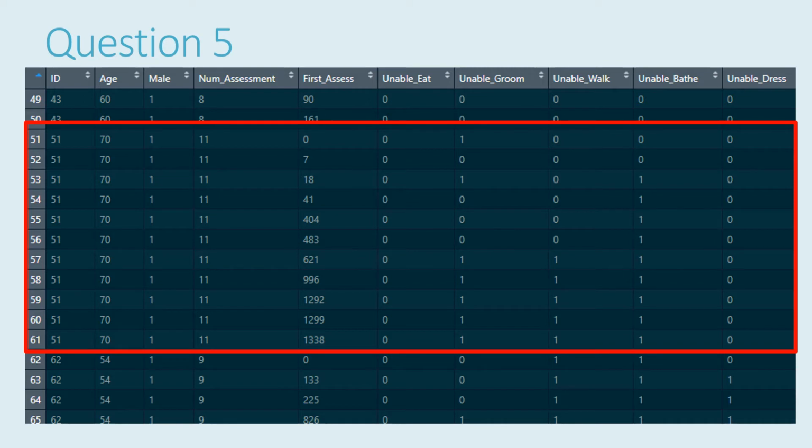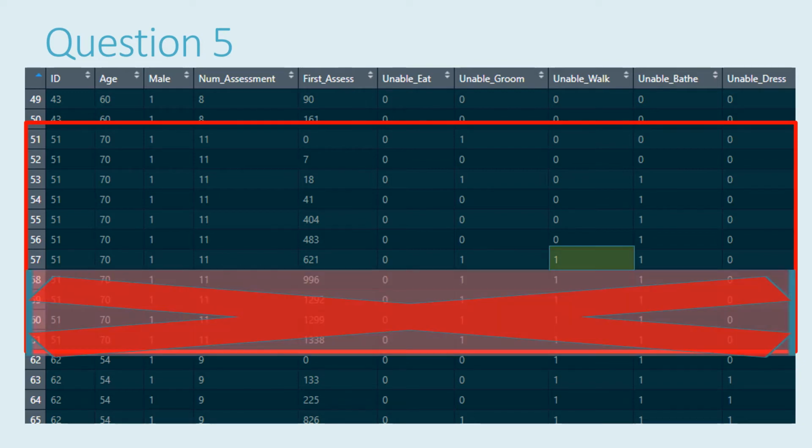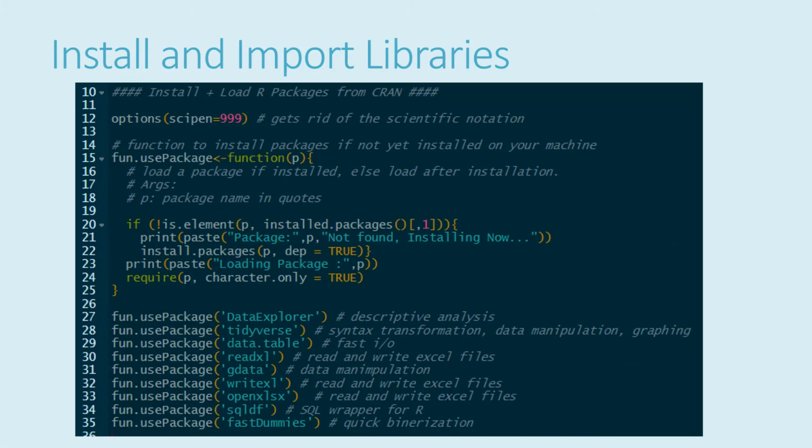The instructions specifically say to exclude all assessments that occur after the walking disability has occurred. So for patient 51, we would exclude all assessments after day 621. I used R within RStudio to do all my preprocessing and build out my models.